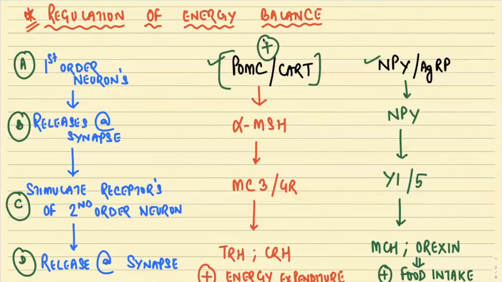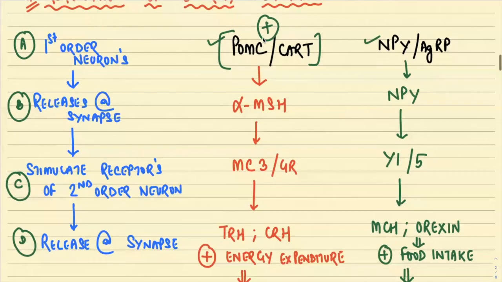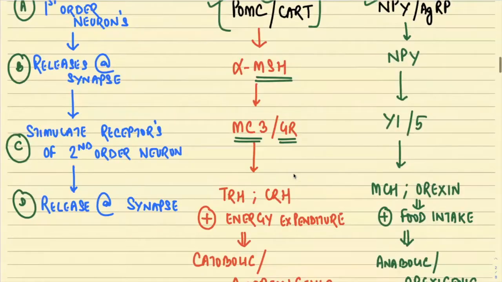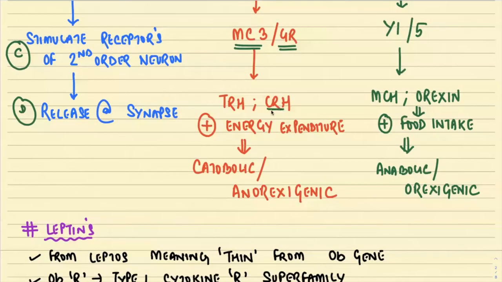When the POMC CART group of neurons are stimulated, they are going to release melanocyte stimulating hormone, alpha MSH, that is going to stimulate the second order neuron, that is melanocortin 3 or 4R receptors, that is going to release the thyrotropin releasing hormone or the corticotropin releasing hormone, which is going to stimulate energy expenditure. So we can say that the POMC CART group of neurons ultimately is going to be catabolic or anorexigenic in nature. Catabolic means that they are going to cause energy expenditure, and anorexigenic means the patient will not become hungry. Okay, the appetite will be suppressed.